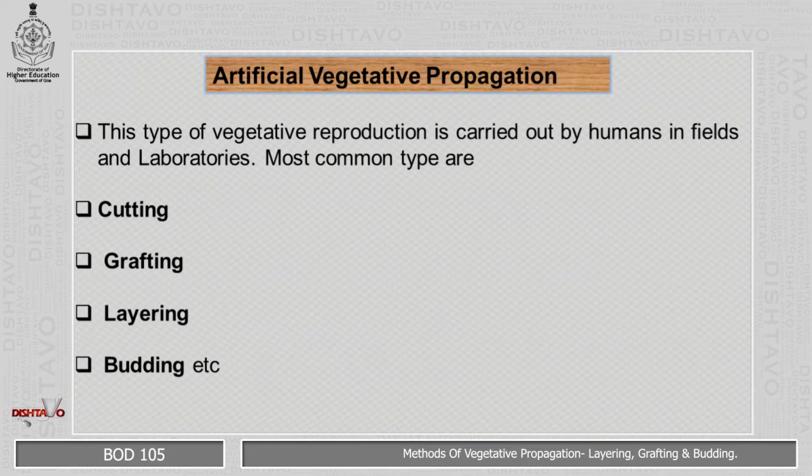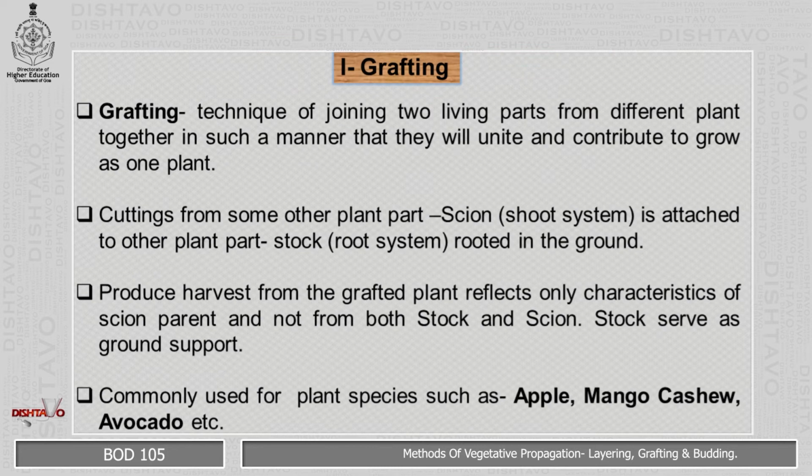Coming to artificial propagation, this type is mostly done in fields and laboratories by humans. The most common types are cutting, grafting, layering and budding. Now in this module we will be discussing grafting, layering and budding. Now we will see what is grafting.